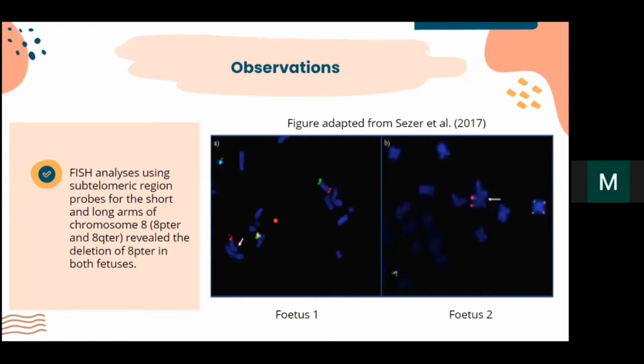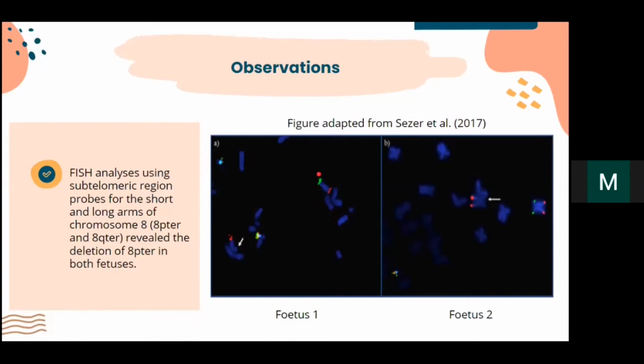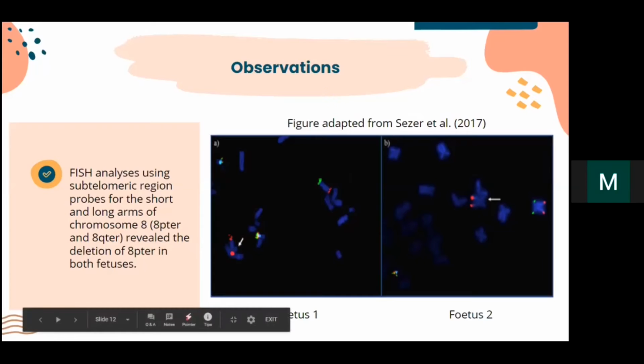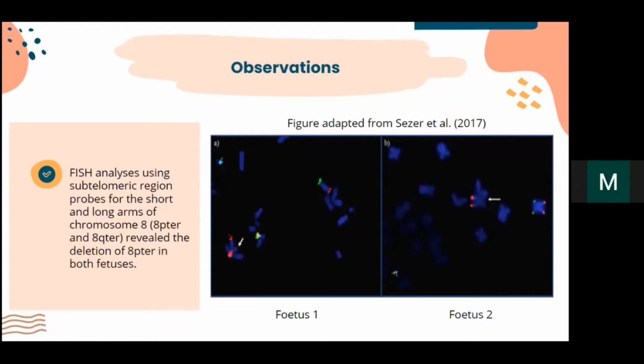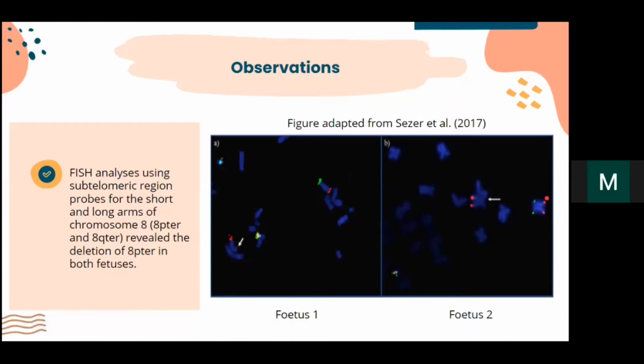So it verified the findings and revealed that there is indeed deletion of the 8 short arm in both fetuses. So you can see here, this is the normal metaphase FISH image, which shows this fluorescence here, but on this fetus 1 it does not show that same signal, and it's the same for fetus number 2, compared to the normal one.